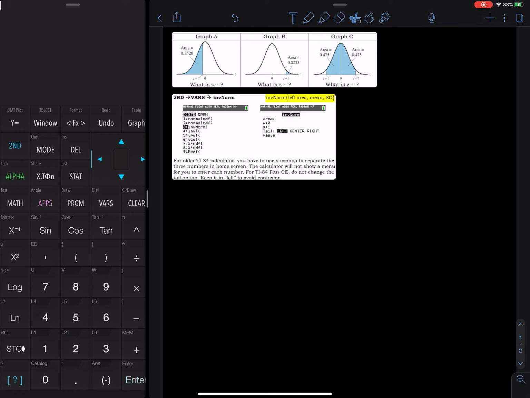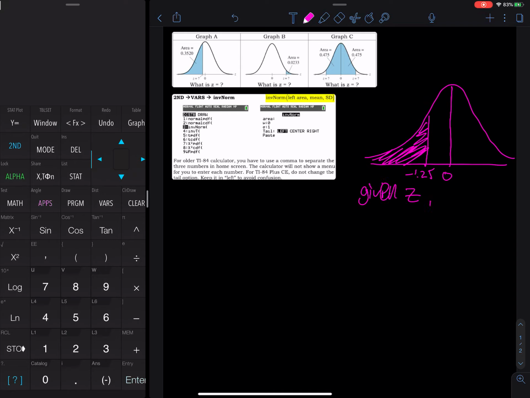In the previous lesson, I gave you a graph, a bell curve, and this is standard normal, the mean is equal to 0. Then I cut a piece and told you what this value is, and asked you to find this probability. When you are given a z and want to find the probability, you use normal CDF.